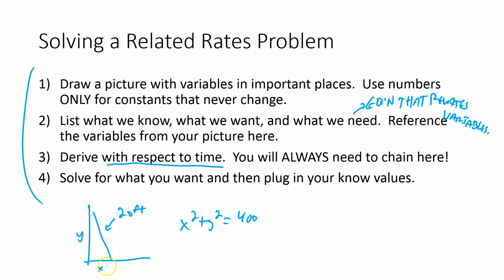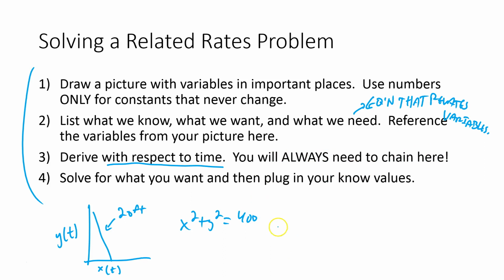Let's say x is changing at a rate of like 5 feet per second. That means that I'm deriving with respect to time because everything is a function of time. So really these are functions of time in here. This would be y of t, because as time marches on, they are changing. So that's why you will always need to chain.